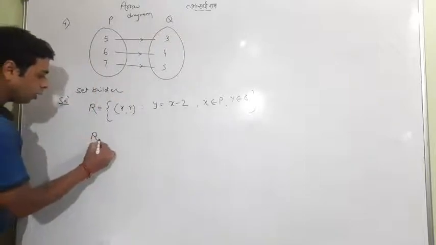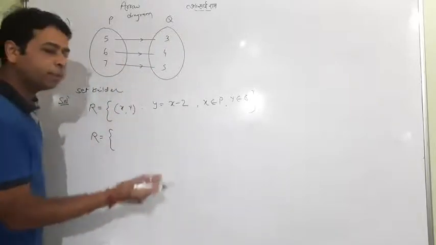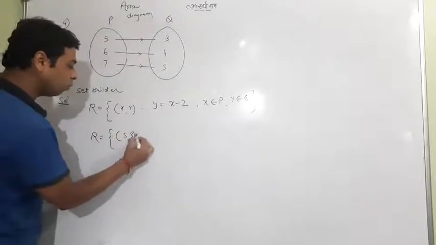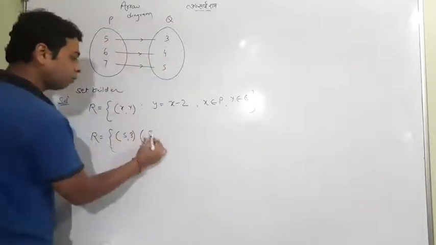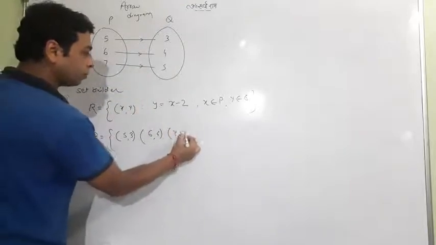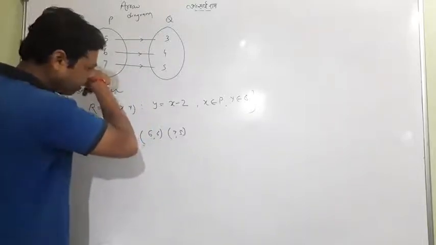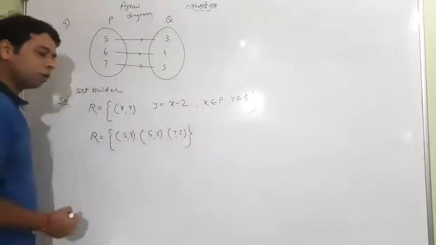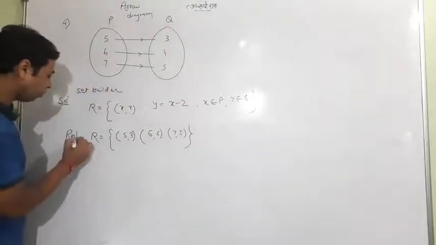So what about the roster form? It's very familiar. 5 and 3. First, just see the diagram and you can catch it. 6 and 4, 7 and 5, and that's enough. This is which form? It is the roster form.